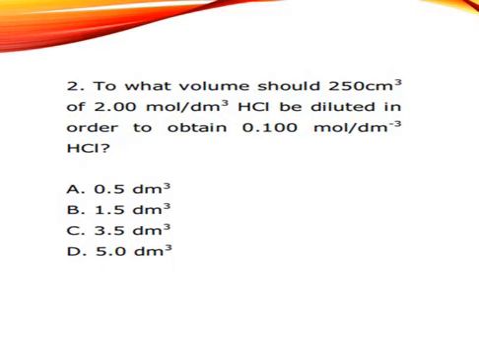The second question says, to what volume should 250 cm³ of 2 mole per dm³ hydrochloric acid be diluted in order to obtain 0.1 mole per dm³ HCl? So this is a basic example of a question where you need to use the CAVA formula, that's CAVA equal to CBVB, when you're trying to balance the concentration and the volume of a solution. So we're going to do a quick calculation. The formula is commonly called the CAVA formula.